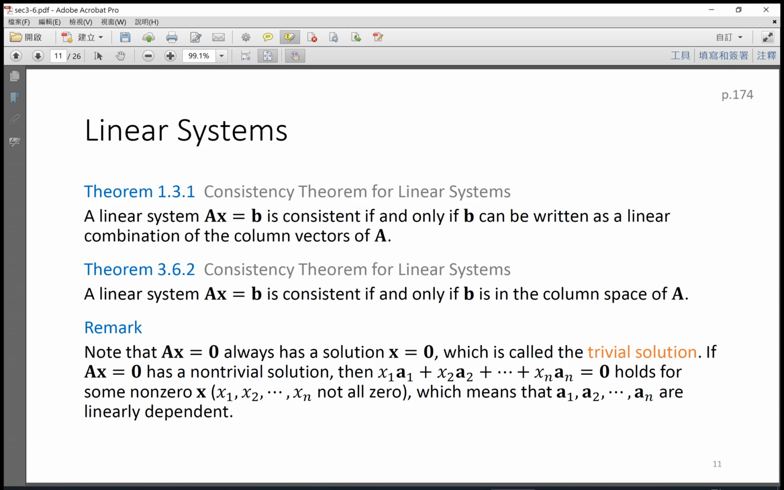And if a1, a2 up to an are linearly independent, then the equation x1 a1 plus x2 a2 plus up to xn an equals 0 only has the zero vector as its solution. That is, the homogeneous equation Ax equals 0 only has the trivial solution if the column vectors of A are linearly independent.